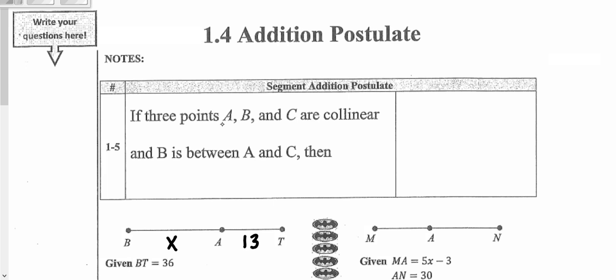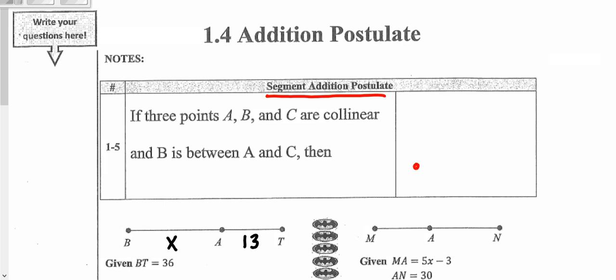Welcome to this lesson on addition postulates. We're going to be looking at first the segment addition postulate. And so let's get into that one here. It says if 3 points A, B, and C are collinear, remember collinear means on the same line.